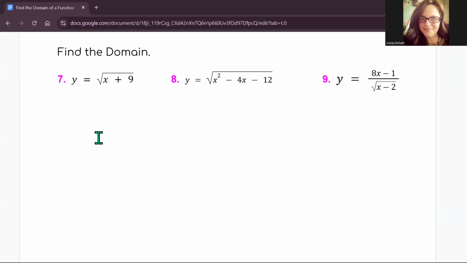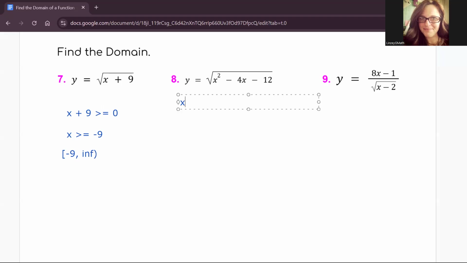Let's take a look at some square roots. So when you're taking the square root, you don't want to take the square root of a negative number. So let's see, when is x plus 9 greater than or equal to 0? And we'll subtract 9, and we see that x is greater than or equal to -9. So all the numbers greater than or equal to -9. So our domain, including -9 up to infinity. All numbers greater than or equal to -9. Anything less than -9, and we'll get a negative under the square root. We don't want to take the square root of a negative.